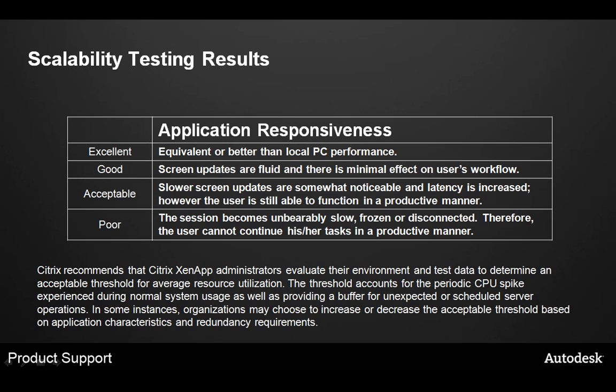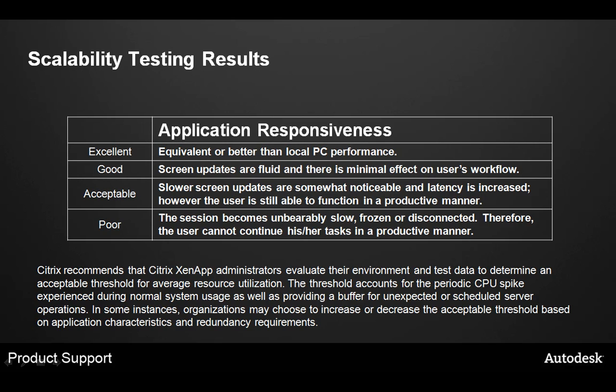Scalability testing has been conducted for Map 3D 2009 in the Citrix XenApp environment. Citrix recommends that Citrix XenApp administrators evaluate their environment and test data to determine an acceptable threshold for average resource utilization. This threshold accounts for the periodic CPU spike experienced during normal system usage, as well as providing a buffer for unexpected or scheduled server operations. In some instances, organizations may choose to increase or decrease the acceptable threshold based on application characteristics and redundancy requirements.